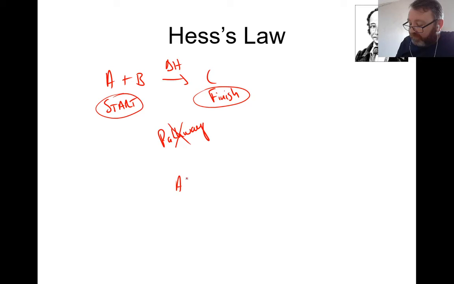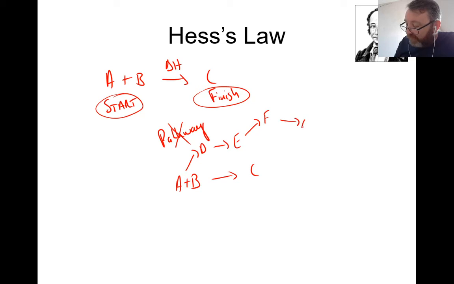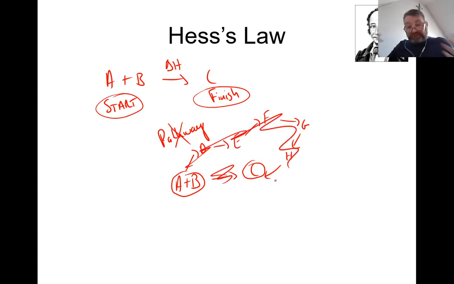Now, why is that the case? Because look, you could have A plus B going directly to C, but you may have A plus B going to D first before it goes to E, before it goes off to F, then it goes back to G, then it might go to H before it gets to C. Who cares? Hess's law says it's only dependent on where we start, it's only dependent on where we finish, and we don't care how it gets there. Okay, so that's your definition. Hess's law states that the heat change for a given reaction is dependent only upon the initial and final states and is completely independent of the pathway followed. Please remember that definition and learn that definition.